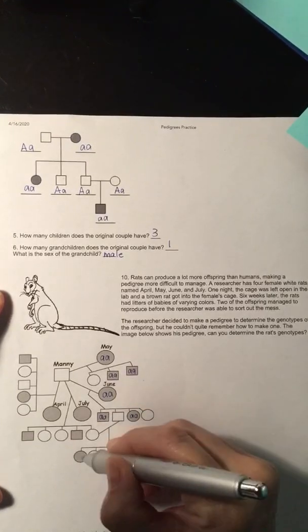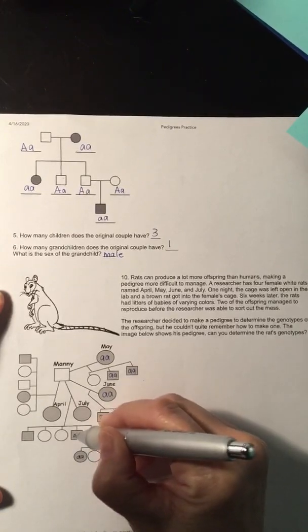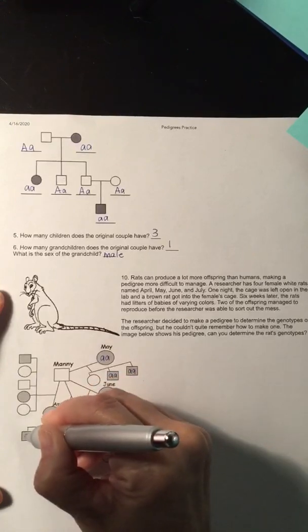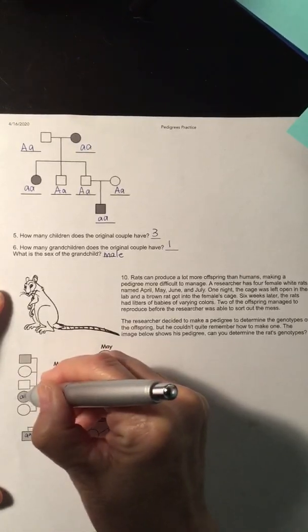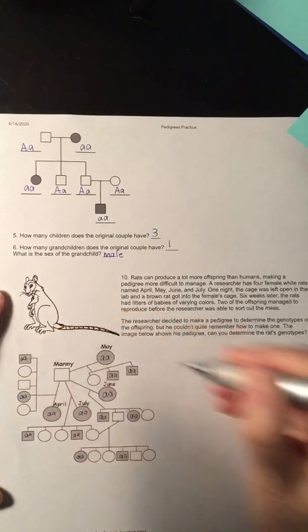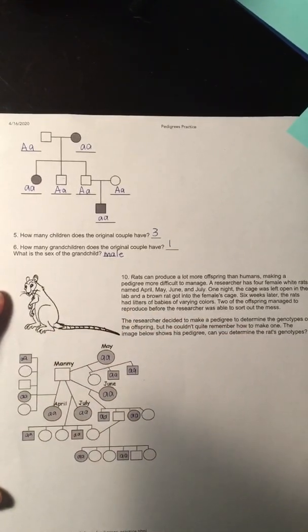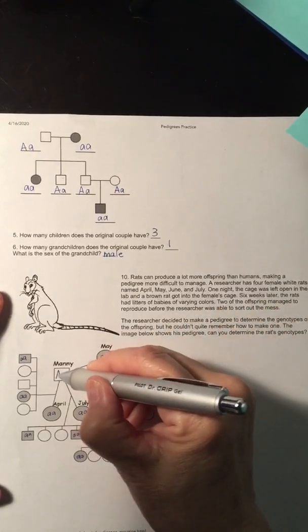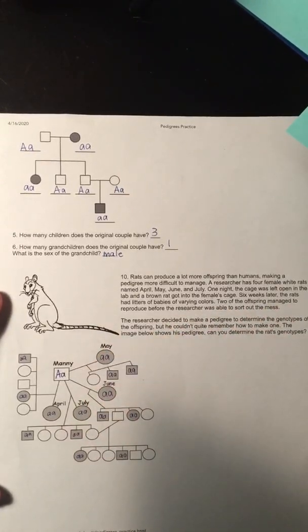All of these kids are little a, little a, because sometimes we can tell the genotype by looking at the phenotype. Now, we don't know what Manny is, but yeah, we kind of do. So think about it. What must be Manny's genotype? He's brown, but he has to be this, right?